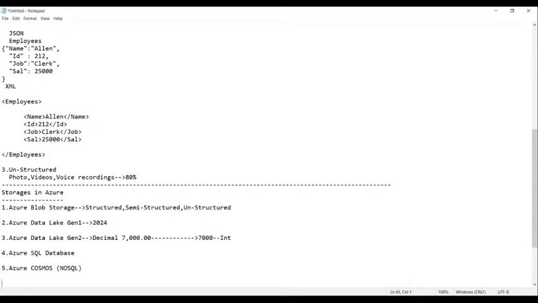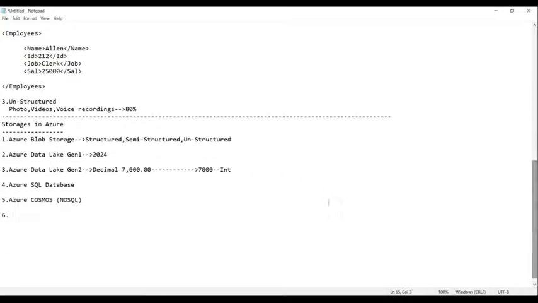Then again, after this, we have Azure Cosmos DB. Then you have Azure Synapse. Azure Synapse is there. And the next one apart from this, the data warehouse. Azure Synapse itself is a data warehouse. Then the elastic pool. Now, guys, these are all various storages.